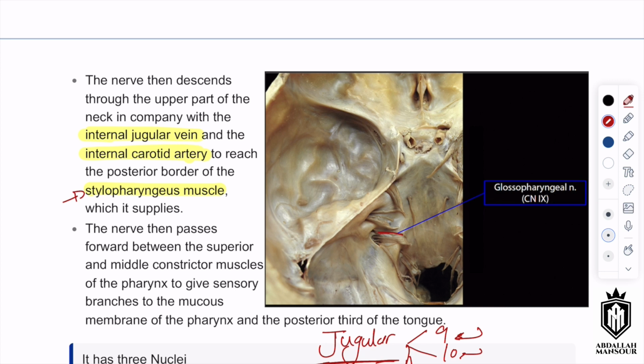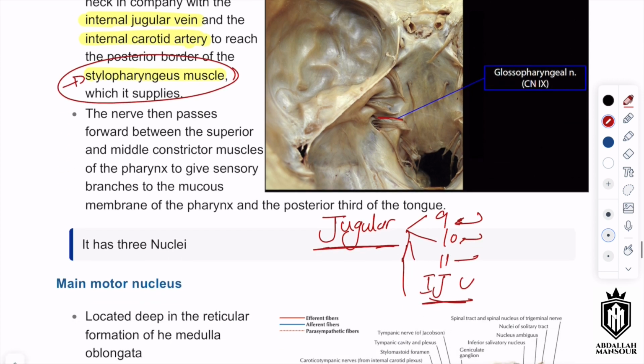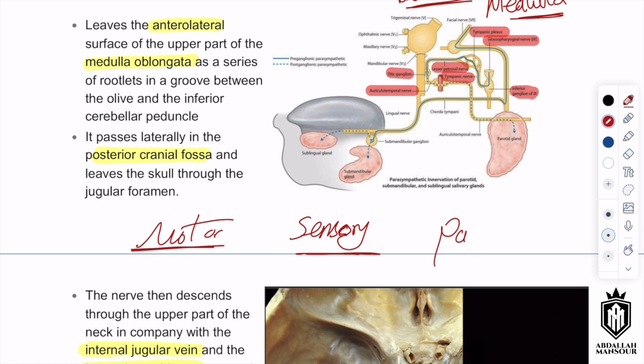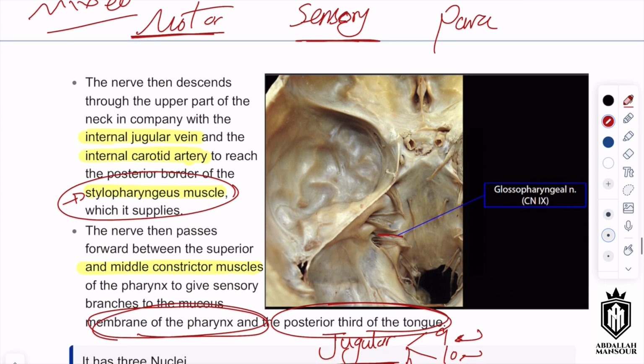This is basically the efferent fibers. Following this, it moves further forward, just between the two constrictor muscles of the pharynx, and ends by supplying the sensation of the pharynx and also the posterior third of the tongue. So you can imagine that here we mentioned some motor supply of the nerve, some sensory supply, and some parasympathetic supply as well. So this is definitely a mixed cranial nerve.